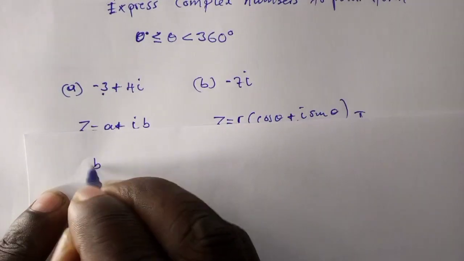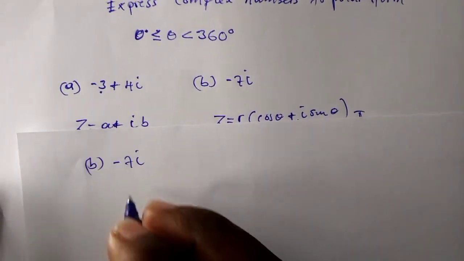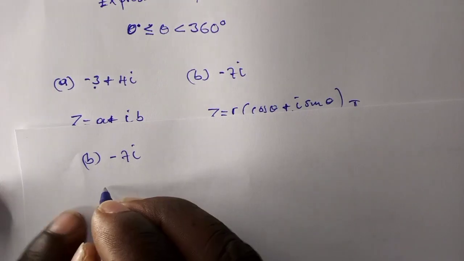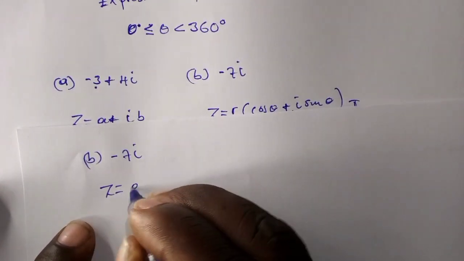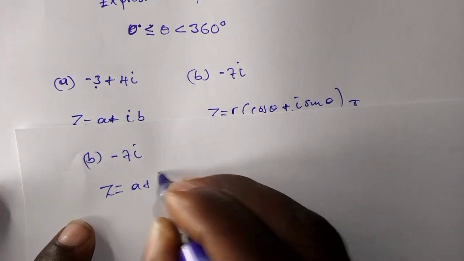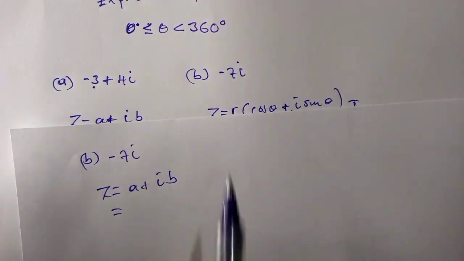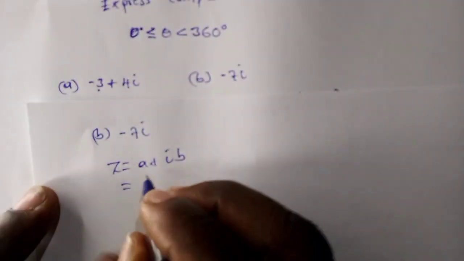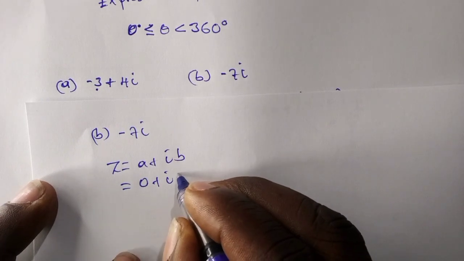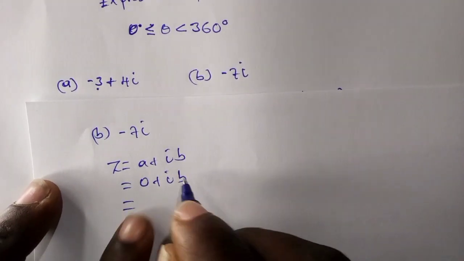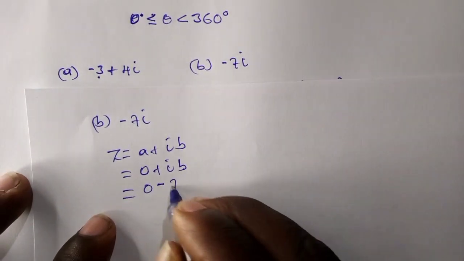So now let's find minus 7i. And we all know that the standard formula for a complex number is z equals a plus ib, right? In which a here is not appearing, so that means we have 0 plus ib, in which b we have minus 7, so it will be 0 minus 7i.